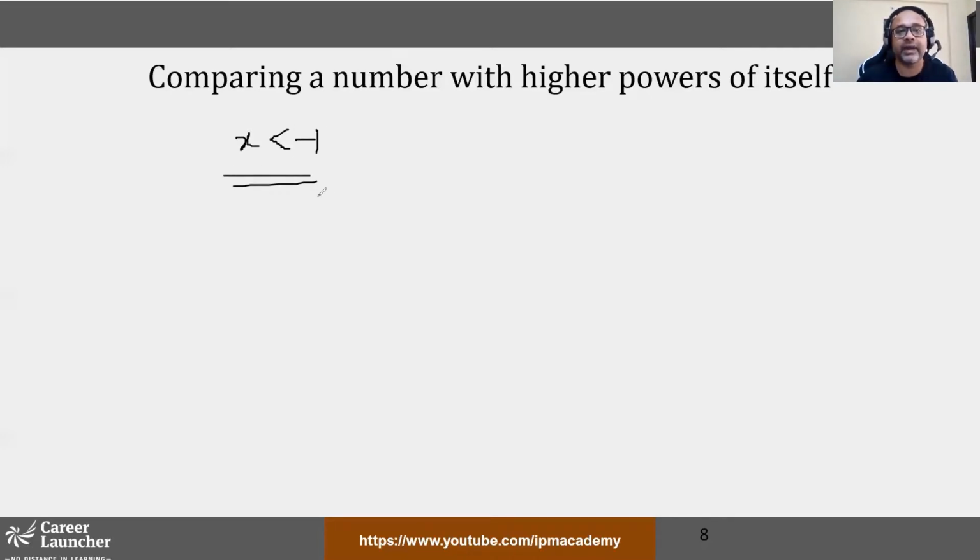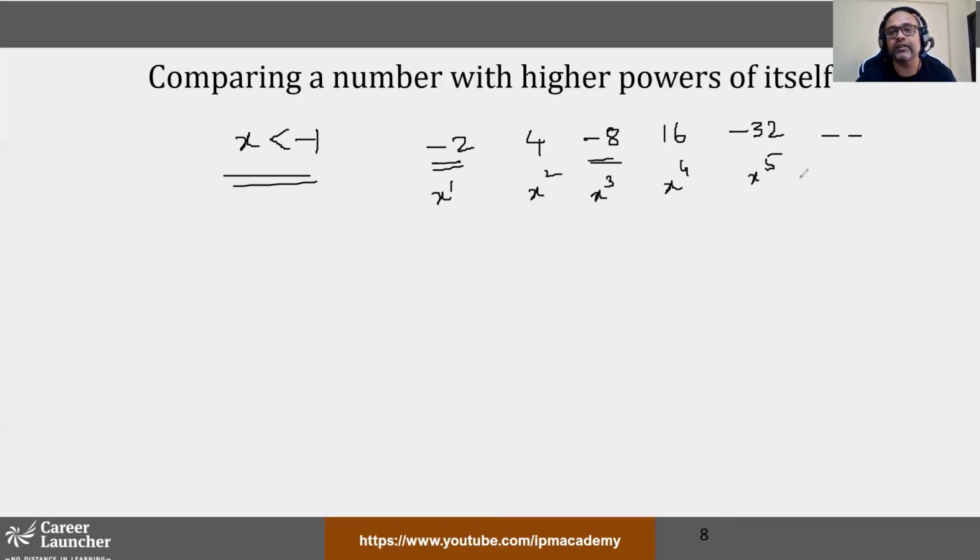x is lesser than minus 1, then let's take an example of minus 2. When you square it, it becomes 4. When you cube it, it becomes minus 8. Power 4 becomes 16. After that becomes minus 32 and so on. So you can see that these values are x power 1, x square, x cube, x power 4, x power 5 and so on.